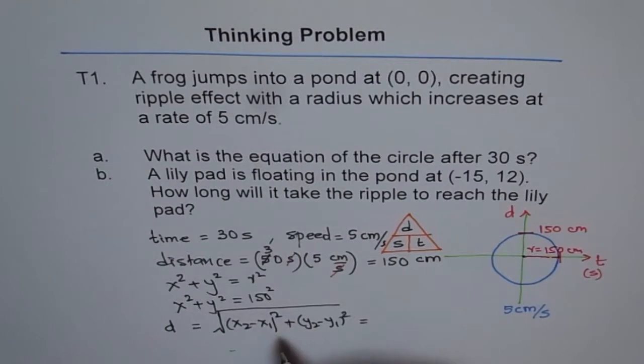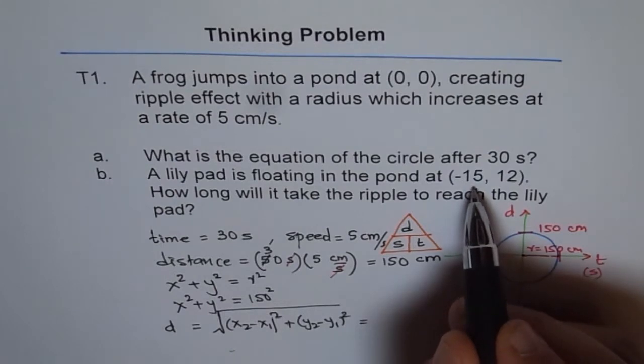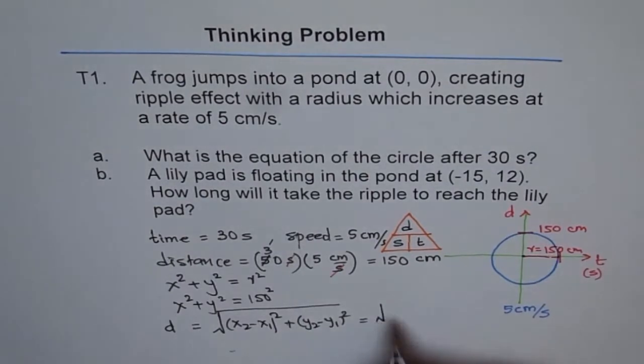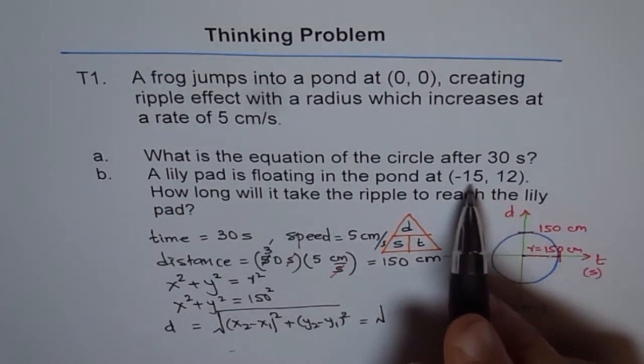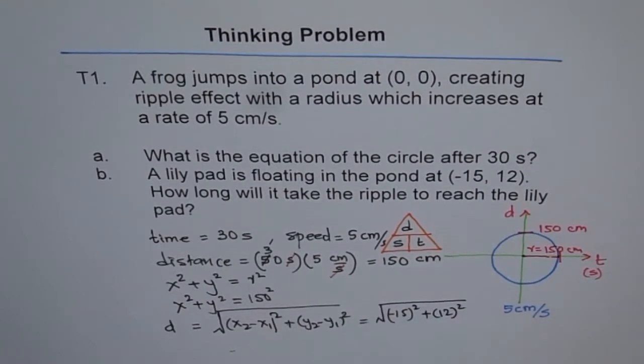So what is x2 for us? We'll take this point as the second point. So x2 is minus 15 and y2 is 12. And x1, y1 is 0, 0. So we get the same numbers, right? So we can write the square root of minus 15 squared plus 12 squared, correct? So that is the distance. And we can use the calculator to find the value of this distance. So let me do it. Minus 15 squared will be a positive number. Square of a negative is also positive, right? So I can write 15 squared plus 12 squared.